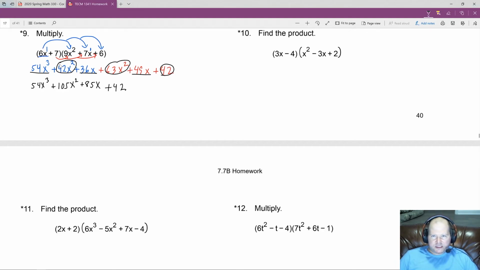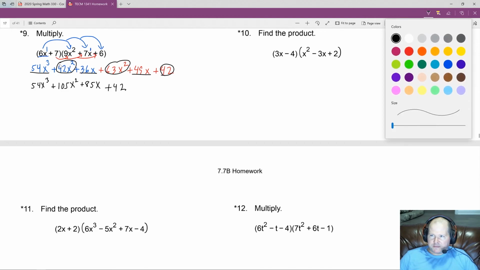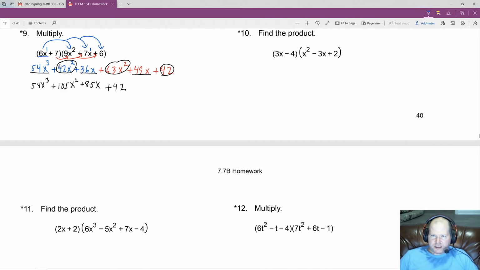All right, so move on to the next one. Same kind of process. We're going to be distributing. We just have to keep track of distributing all the terms in the first set of parentheses to all the terms in the second set of parentheses. So in this case, we're going to say 3x minus 4 multiplied by x squared minus 3x plus 2. First we're going to distribute the 3x to the x squared. So 3x times x squared would give me 3x to the 3rd power, or 3x cubed, because 1 plus 2 is 3. And there's always an implied or understood 1 there if you don't see it.